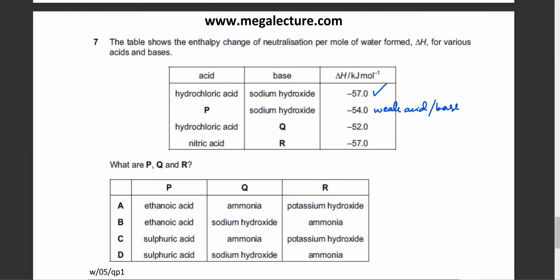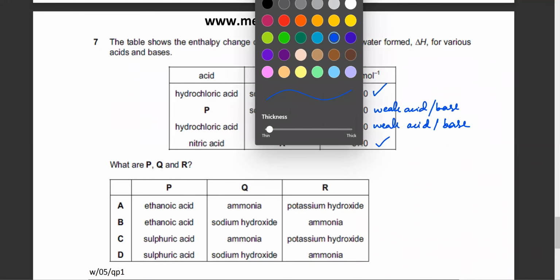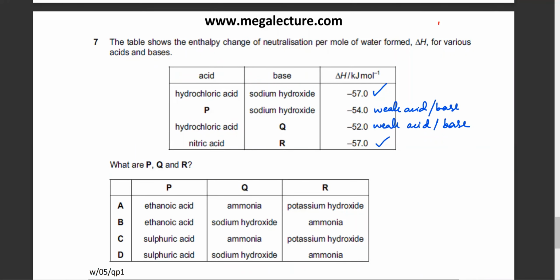And the third one is also less than minus 57. So that's also either a weak acid or a weak base. And the last one is again minus 57. So that's a strong acid, strong base. Is this clear?